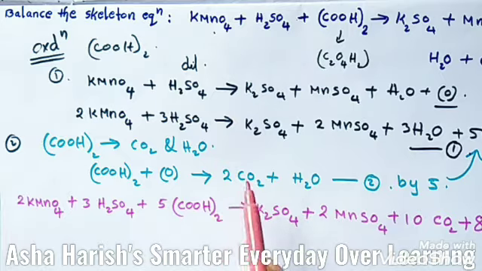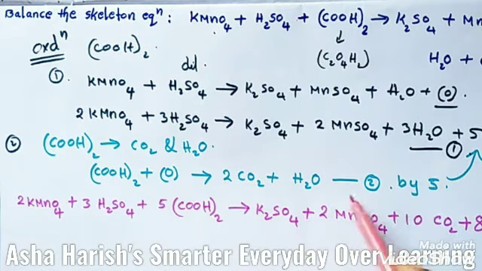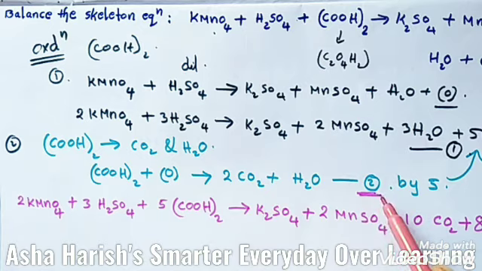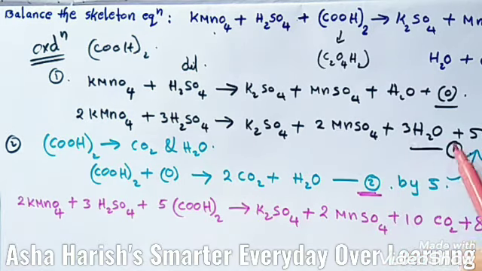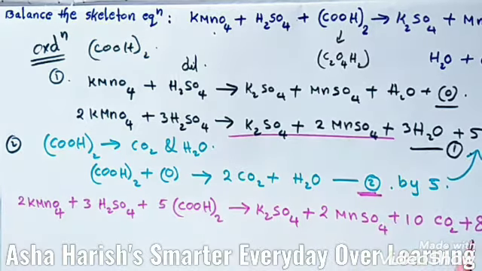Here what we have done, just to cancel the intermediate product, that is nascent oxygen, is multiply equation number 2 by 5 and add it to the first equation. This is only the first equation. Okay, now we got this final one.